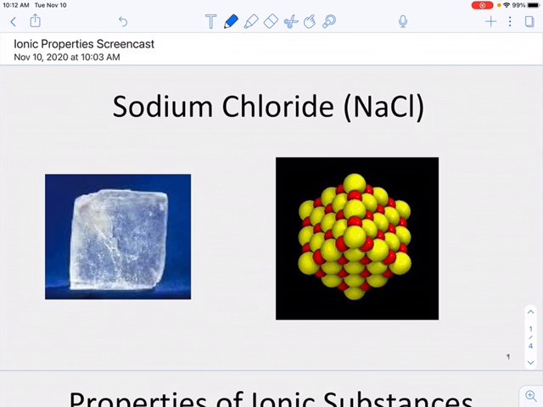The most common ionic substance that we deal with every day is table salt, but there's all sorts, and they all have this crystal lattice structure with cations and anions alternating. So in this case, our yellow is our chloride anions, and our red is our sodium cations. And notice that the sodium cations are all surrounded by chloride anions and vice versa.